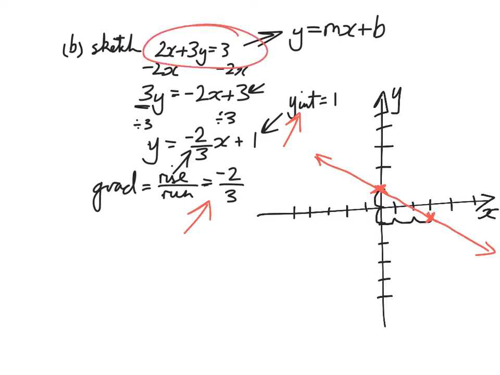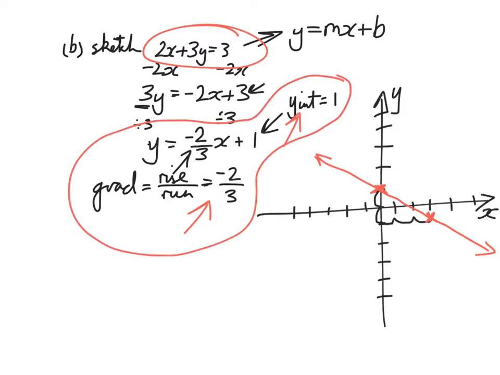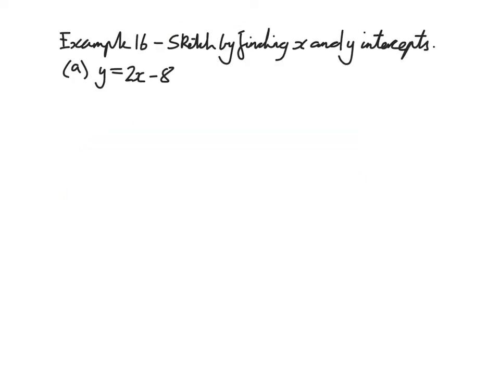Okay, right. A little bit more complicated than the first example, example A, but the process in finding the y-intercept and the gradient once we had the equation is the same as last time. Okay, let's move on to the next one.